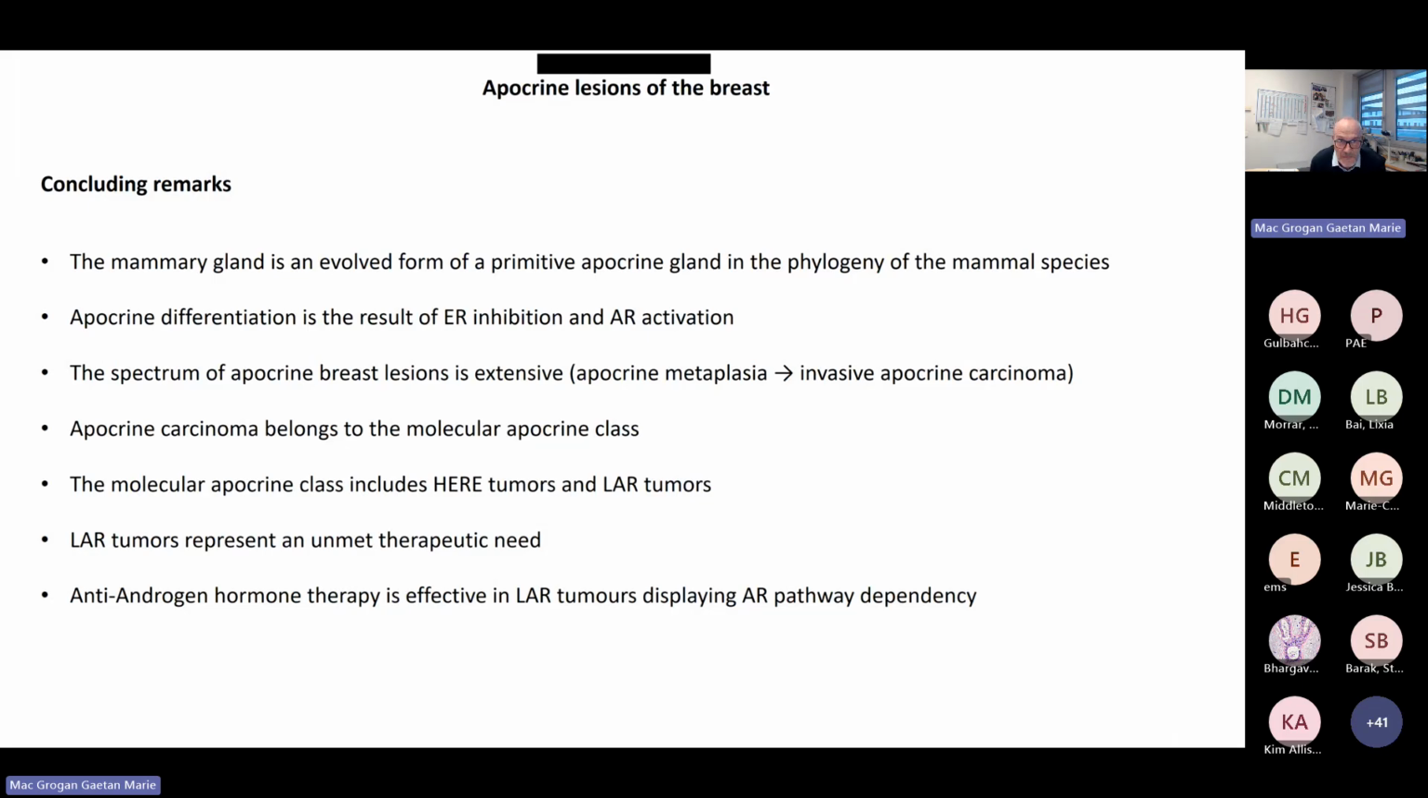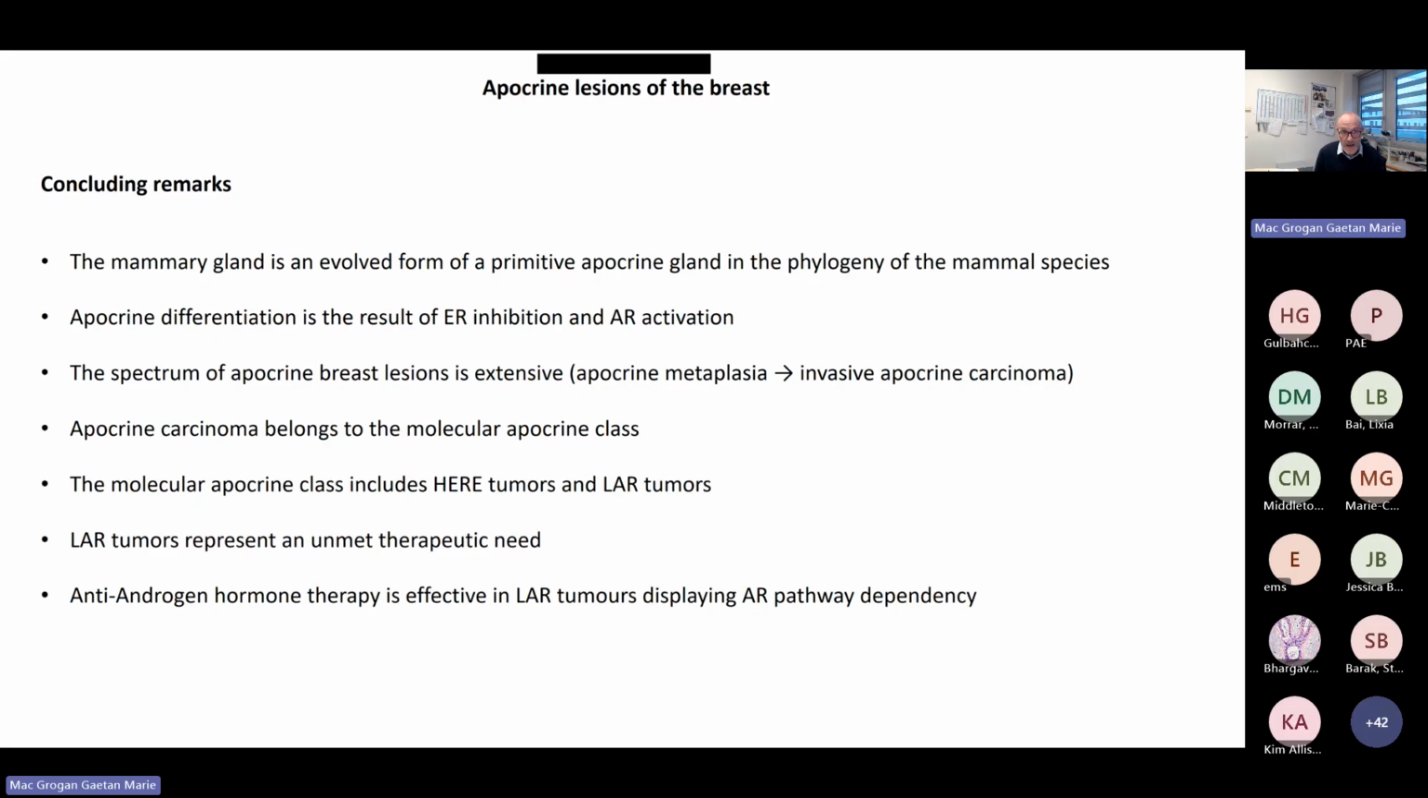So my concluding remarks are that the mammary gland is an evolved form of a primitive apocrine gland in the phylogeny of mammal species. Apocrine differentiation is the result of ER inhibition and AR activation. The spectrum of apocrine breast lesions is extensive, as I've shown you. It goes from apocrine metaplasia to invasive apocrine carcinoma. Apocrine carcinoma belongs to the molecular apocrine class. It's at the higher end of the spectrum.